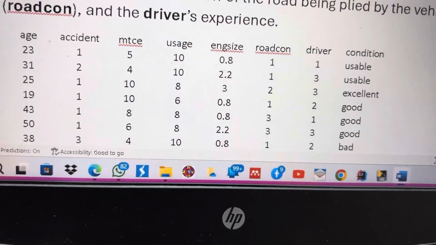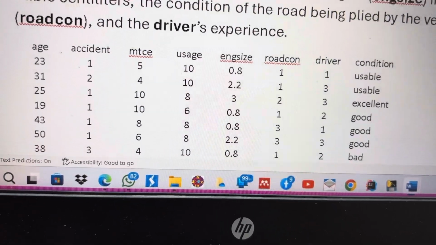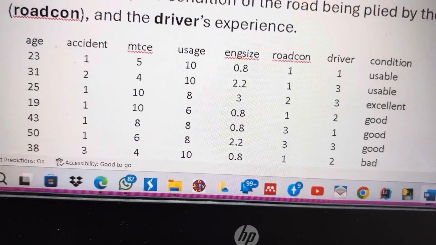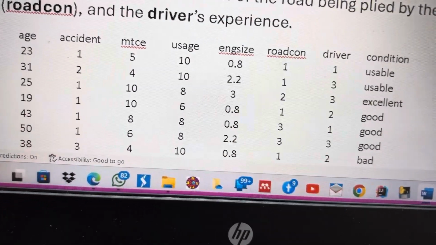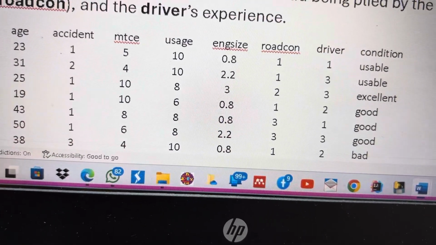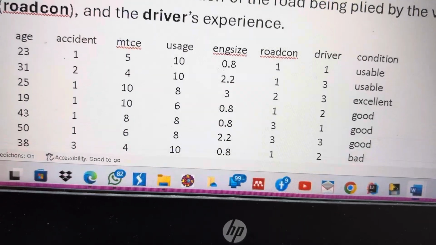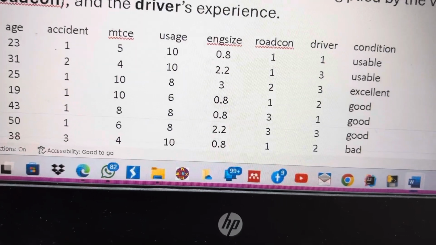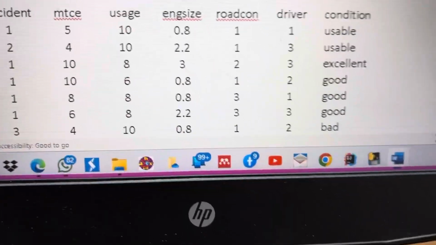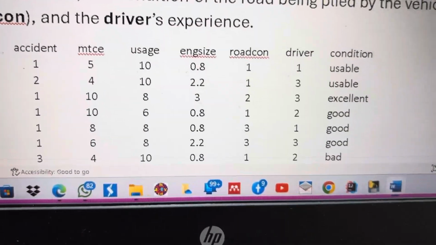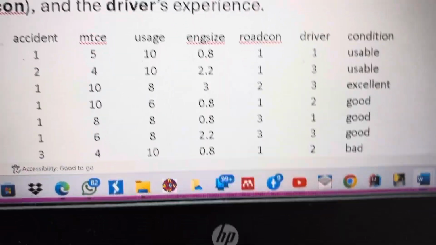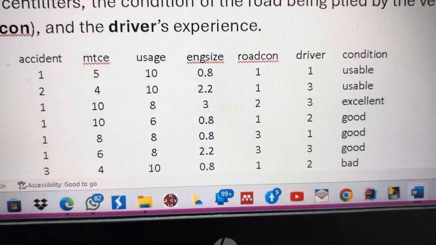You can see this is a continuous variable. The same thing with usage. Usage is also a continuous one, and usage is how often it is used, maybe in a day or in a week. And then the engine size is measured in cubic capacity, or cubic centiliter.